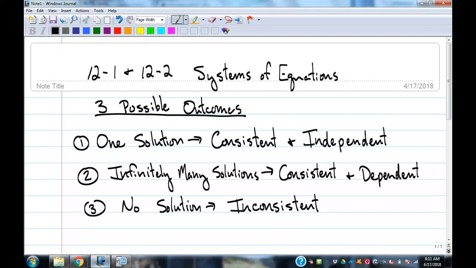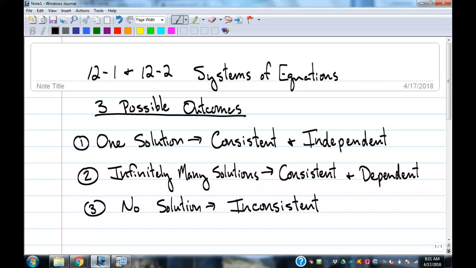Okay, so with that, one solution is also called consistent and independent. Consistent means it has answers. Independent means it has one answer. Okay, so those are the mathy words. You're going to hear me say one solution, infinitely many solutions, no solution, but know these words as well.